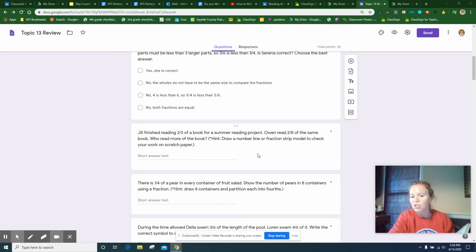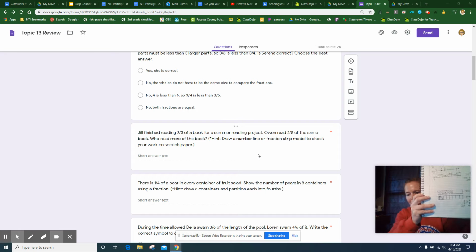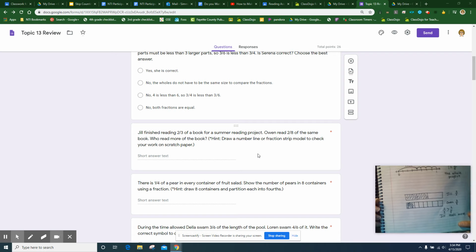And my hint was that you could use a number line like we did for the first problem to model it out and check, or that you could do a fraction strip model. So for this example, I did fraction strips to model it out. Okay, hopefully you can see my notebook again. I modeled out 2 wholes so that they were the same size. It's really important when you're making these models that your wholes are equal.